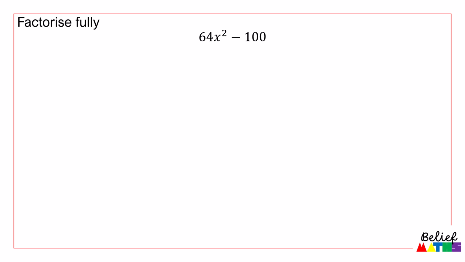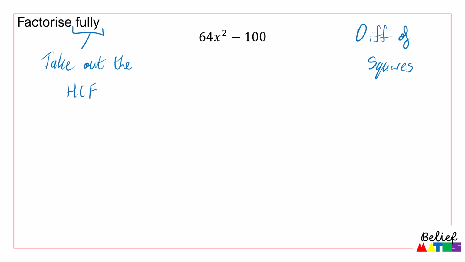So once again, we've got another difference of squares question here. However, we're asked in this case to factorise fully. Now remember, when we factorise fully, we take out the highest common factor. So in this case, we can factorise 4 out of both of those numbers. 64 divided by 4 is 16x squared, and 100 divided by 4 is 25.